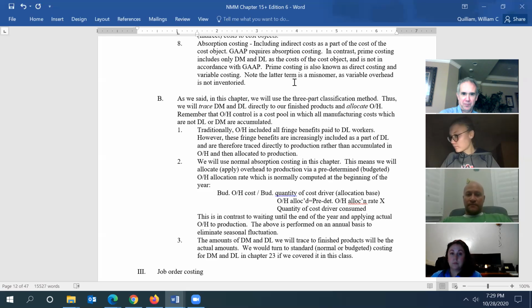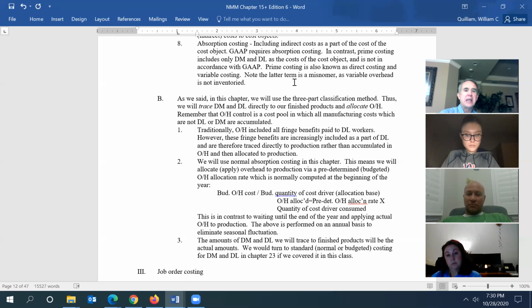And then number 2, we're going to use normal absorption costing in the chapter. And this means we're going to allocate or apply overhead to production via a predetermined or budget overhead allocation rate. It's normally computed at the beginning of the year because at the beginning of the year, we need to know some estimate of what the overhead allocation rate is going to be so that we can cost products. And you'll see that. And again, I will put that to some numbers in just a moment.